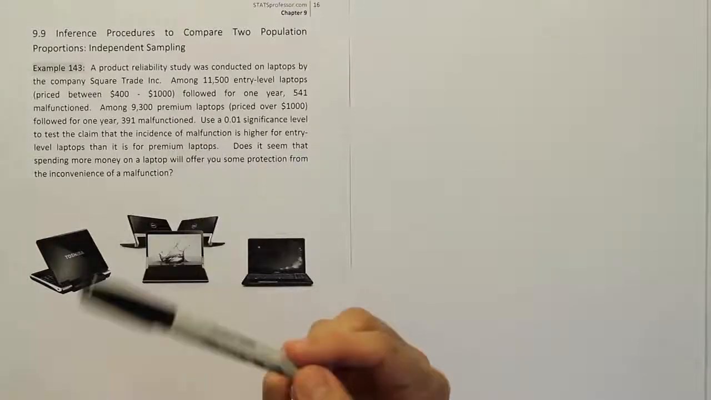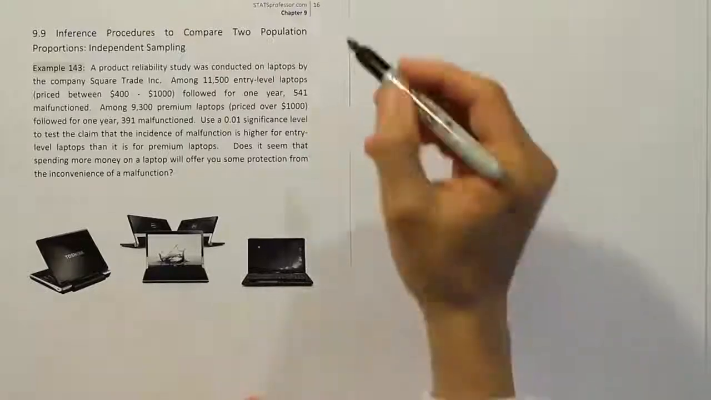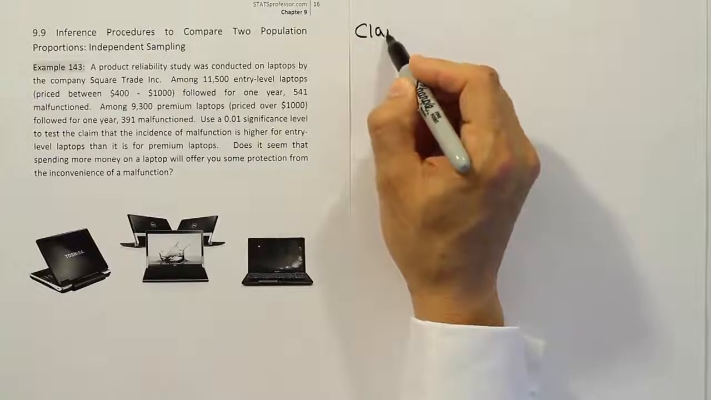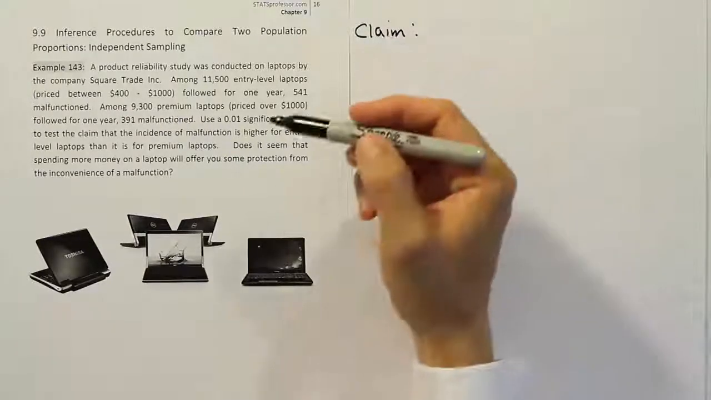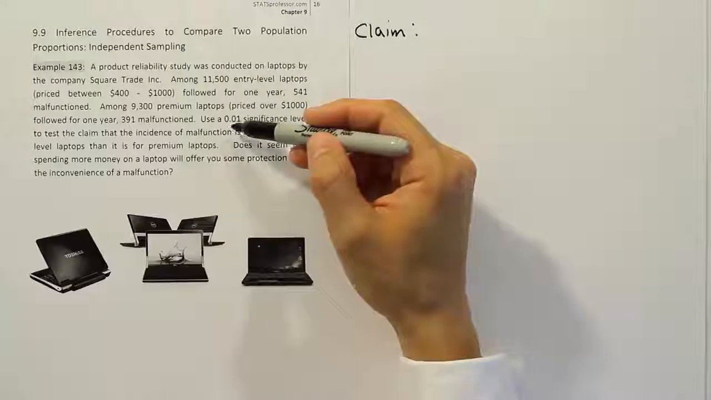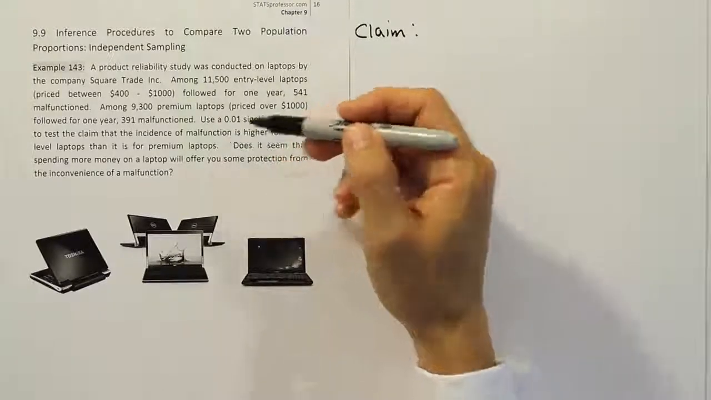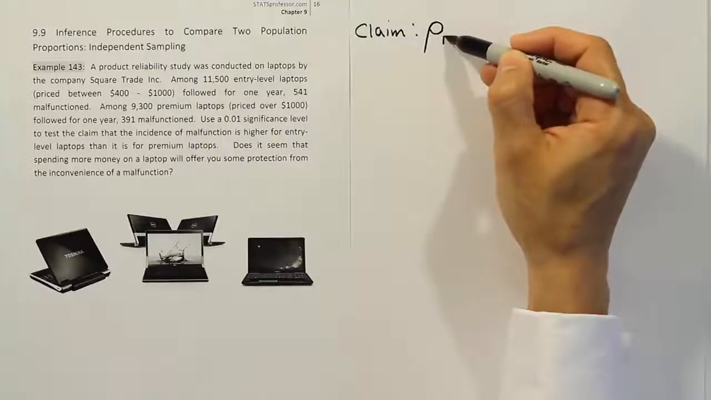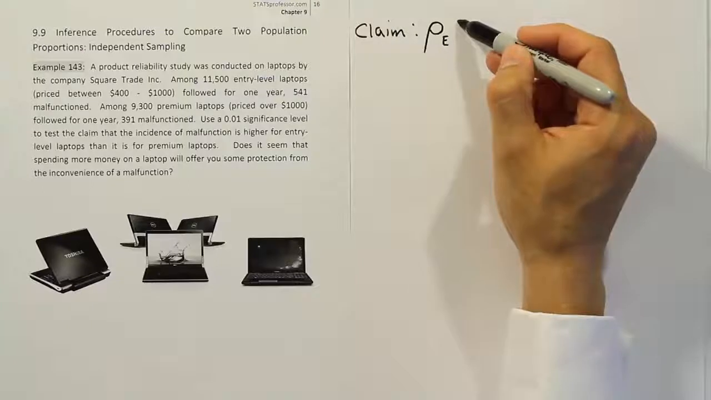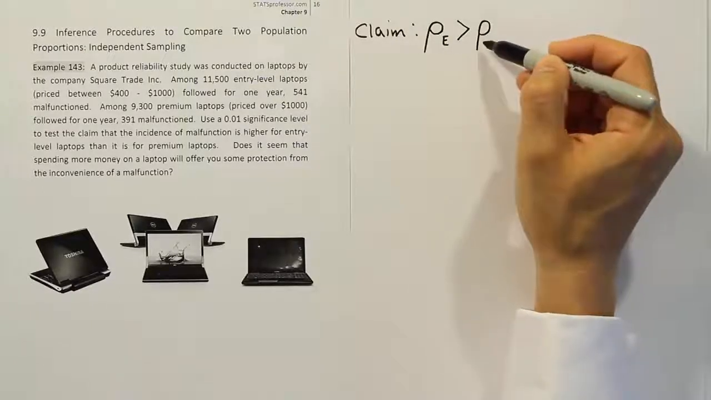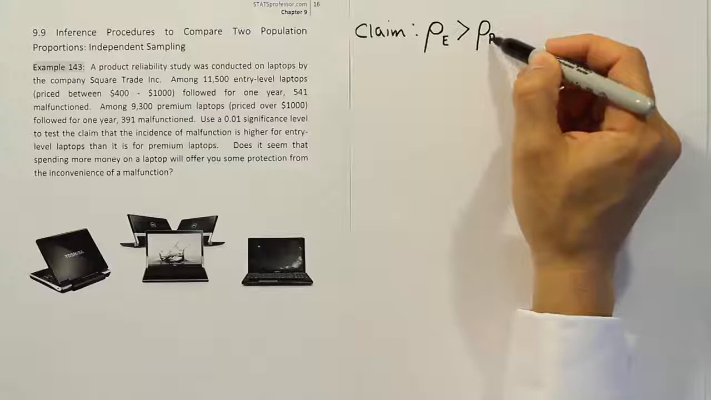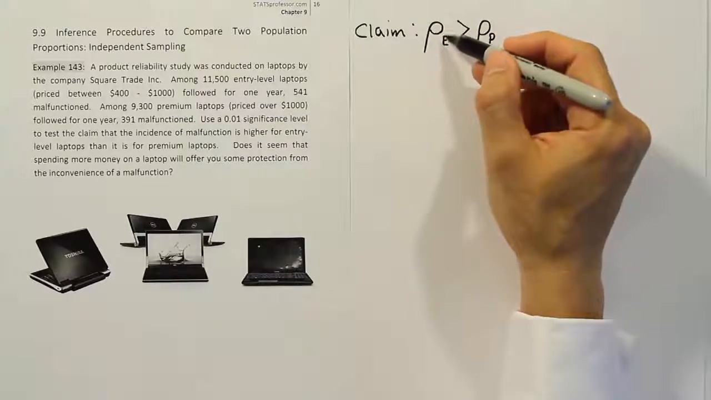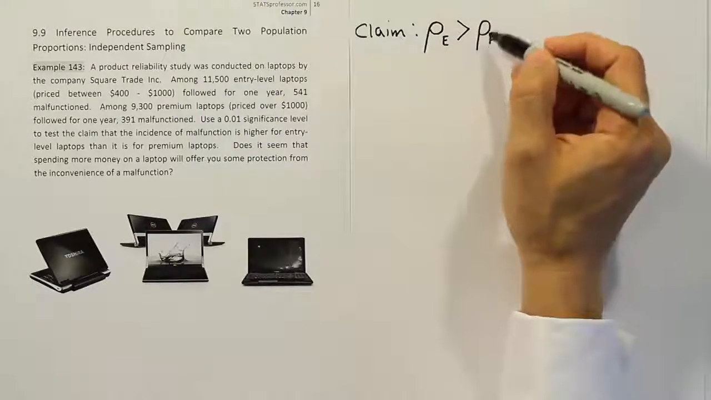So we're going to run our hypothesis test, and as usual, whether it's for mean or for proportion, we have to come up with a claim. So let's talk about the claim here for this problem. The claim here is that the incidence of malfunction, or the malfunction rate, is higher for entry-level laptops. So I'm going to say the proportion for entry-level, I'll use E for entry-level, is greater than the proportion for premium laptops, so I'll use P for premium. So proportion here is going to represent proportion of malfunction, right? So for entry-level laptops is greater than for premium ones.